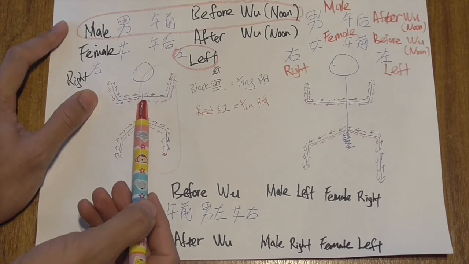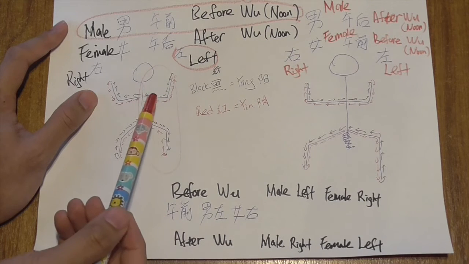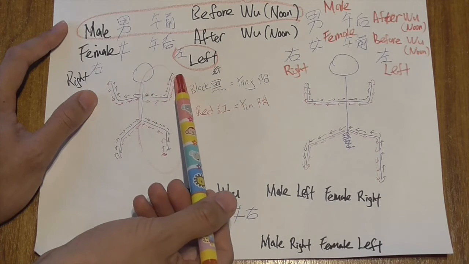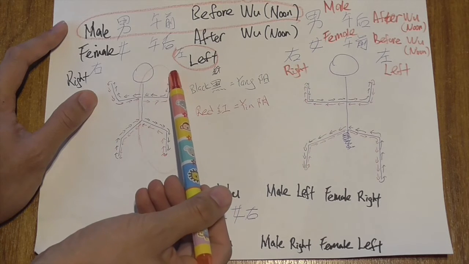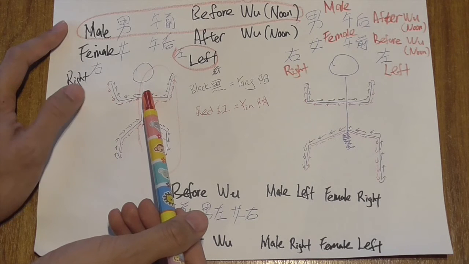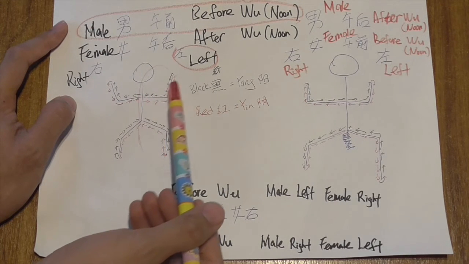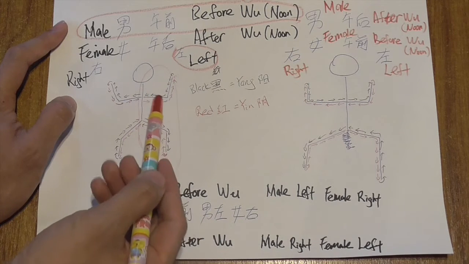So 3 yin meridian from the chest, direction from the chest to the hand. 3 yang, 3 hand yang from the hand to the chest. Okay. On the right side, that's on the left side. On the right side is opposite. Right?